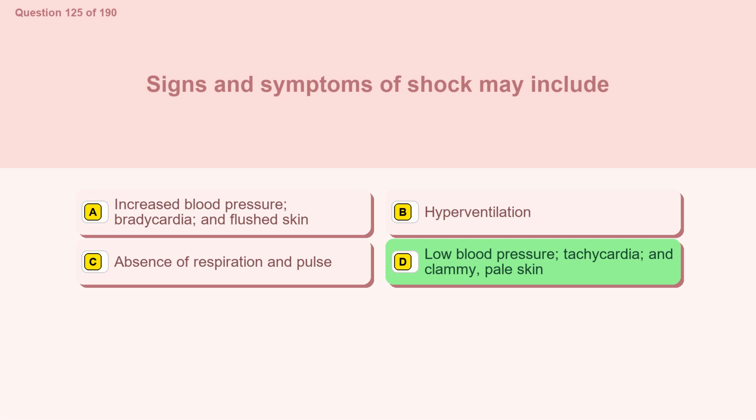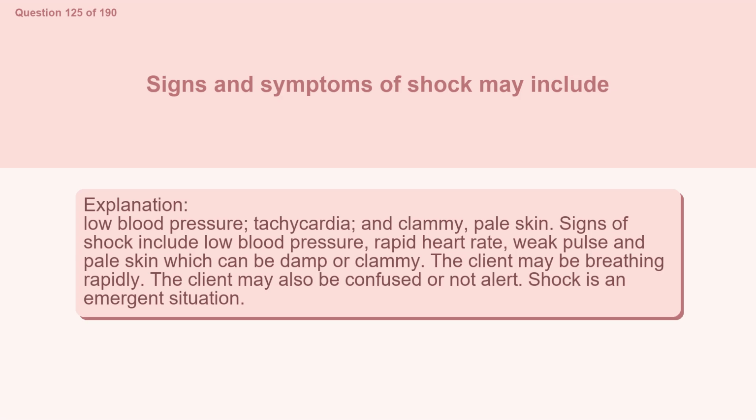The correct answer is option D, low blood pressure, tachycardia, and clammy, pale skin. Signs of shock include low blood pressure, rapid heart rate, weak pulse, and pale skin which can be damp or clammy. The client may be breathing rapidly. The client may also be confused or not alert. Shock is an emergent situation.